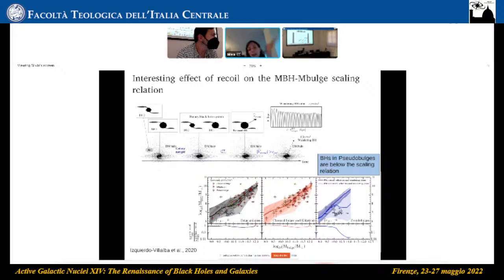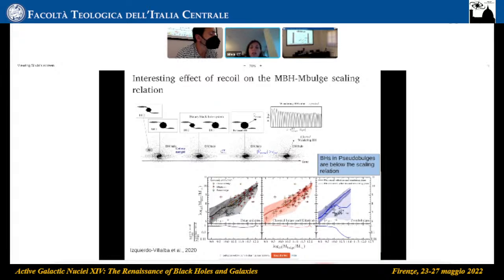But what we find is that, in particular in pseudo bulges, black holes are easily ejected because of the properties of the spin and other properties of the galaxy. They live quite some time away from the center, and they cannot accrete. So they are not following the scaling relation that is observed for classical bulges; these black holes are undermassive with respect to classical bulges and ellipticals.